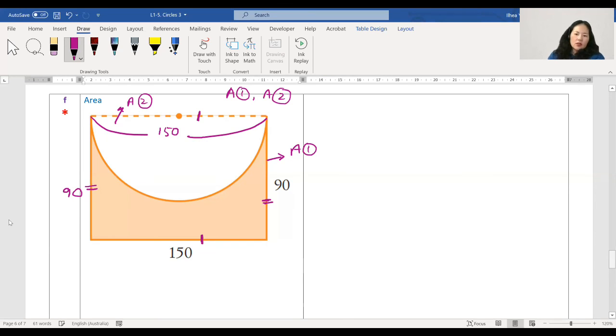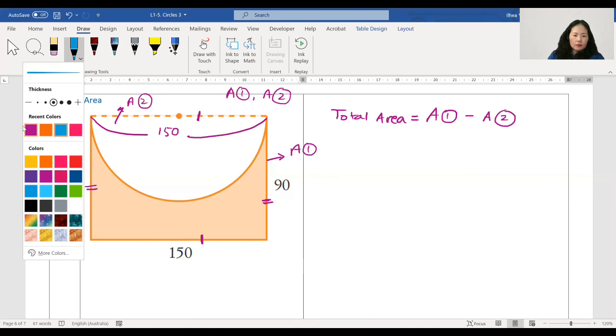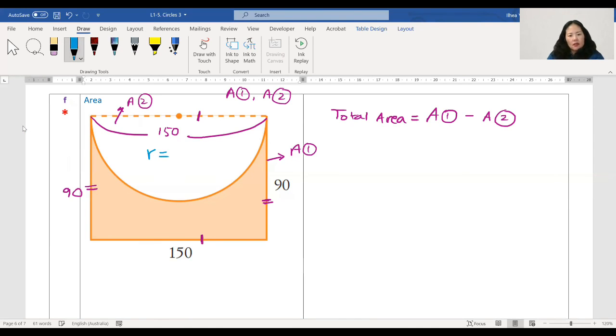Now that's okay. So the total area, the shaded part, because it's got a hole in it, is area 1, the bigger area, take away the little one. Okay, now I can see area 2 is a circle, a semicircle. Therefore, I need to know my radius. Now, radius is half of the diameter. My diameter is 150. So half of that is 75. Okay, so now I think I can do the sum.